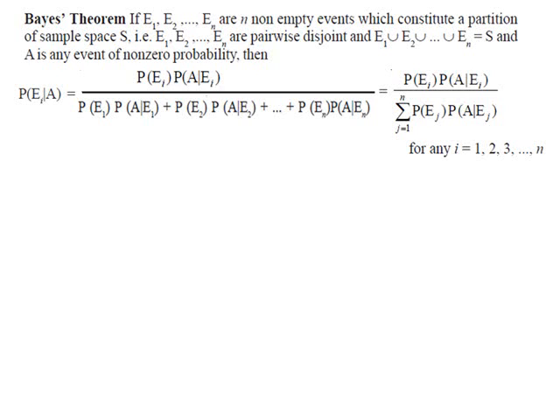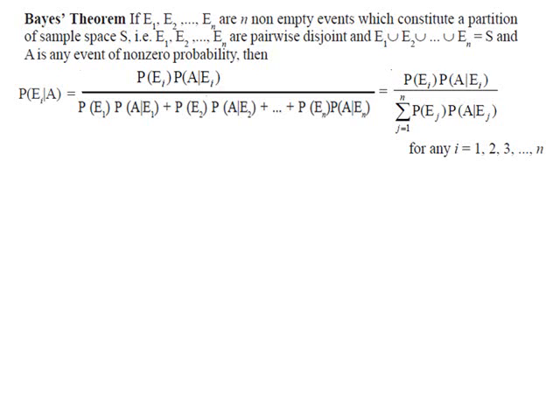If E1, E2 and so on up to En are n non-empty events which constitute a partition of sample space S, that is, E1, E2 and so on up to En are pairwise disjoint and E1 union E2 and so on union En equals S, and A is any event of non-zero probability, then the probability of Ei given A equals P(Ei) multiplied by P(A given Ei) upon P(E1) multiplied by P(A given E1) plus P(E2) multiplied by P(A given E2) plus so on, P(En) multiplied by P(A given En).